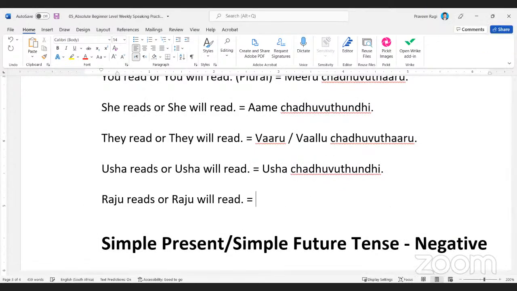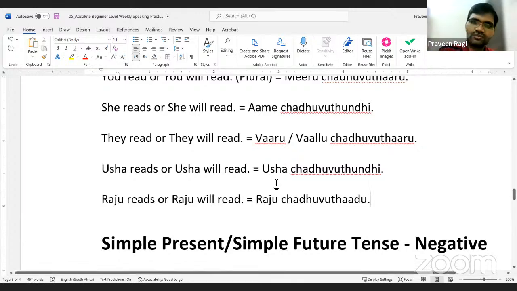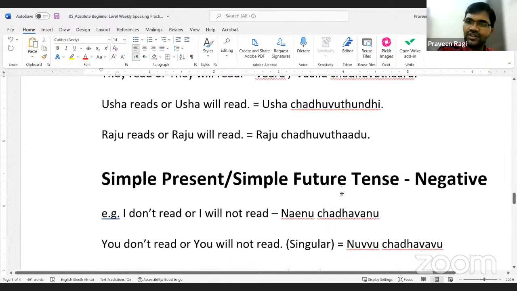Raju chaduvutadu. So we finished this category.